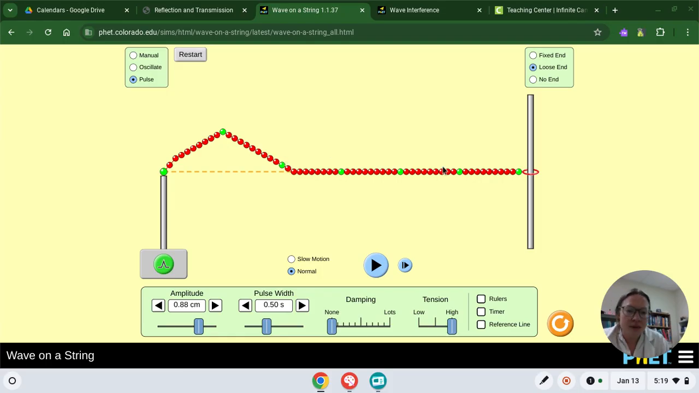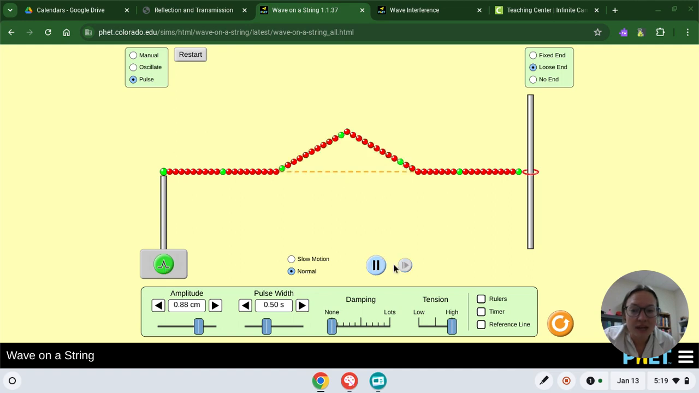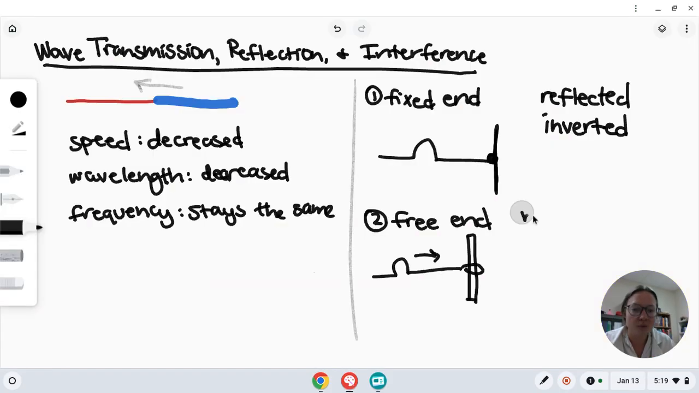You see that when this wave gets to the free end over here, it is reflected again, but when it's reflected, this time, it is reflected back upright. Watch it one more time. It hits the other end and comes back the other way. It starts as a crest and it comes back as a crest. In this sort of situation, anytime we have a free end, the wave is reflected, but it is not reflected inverted, it is reflected upright.